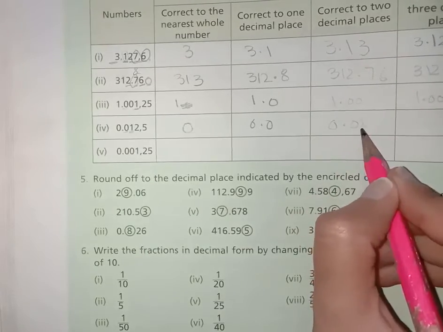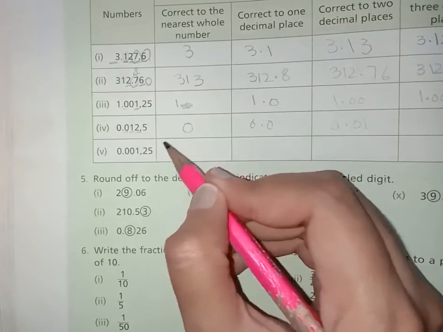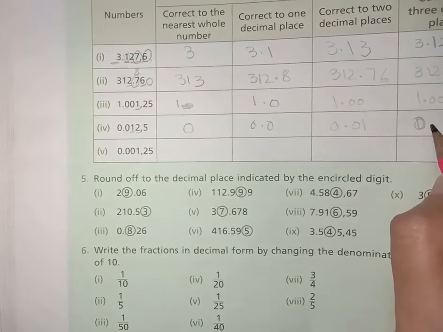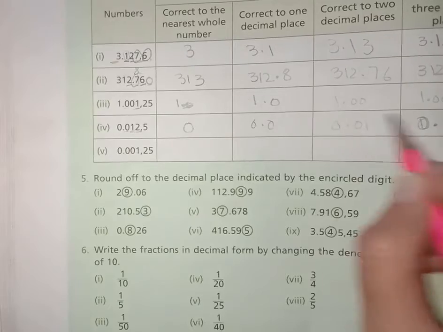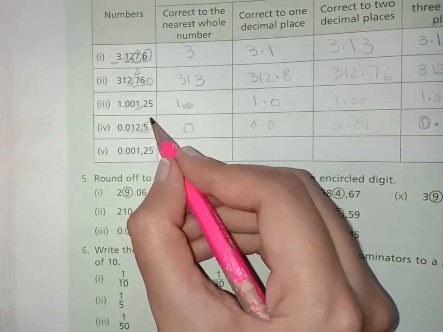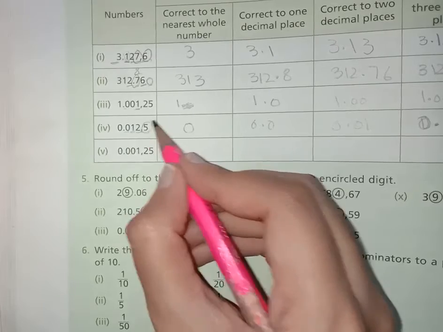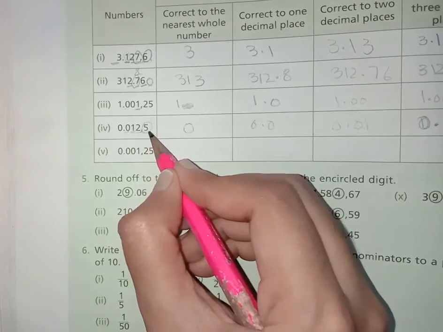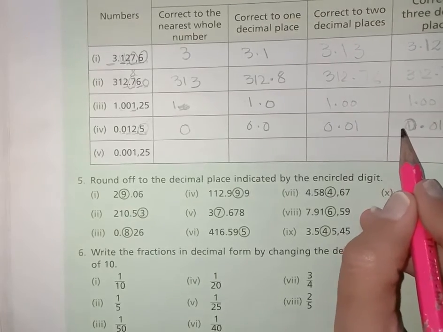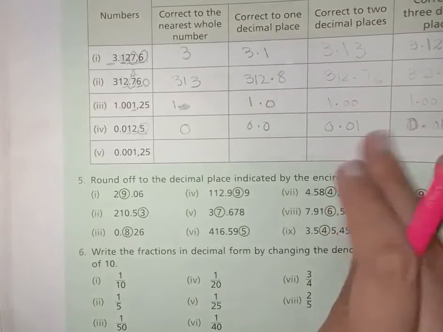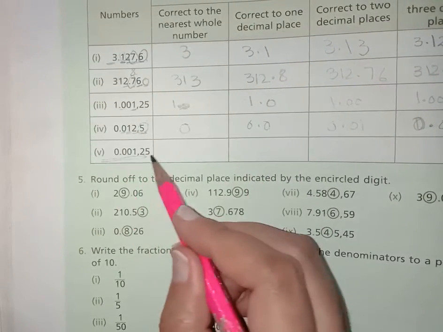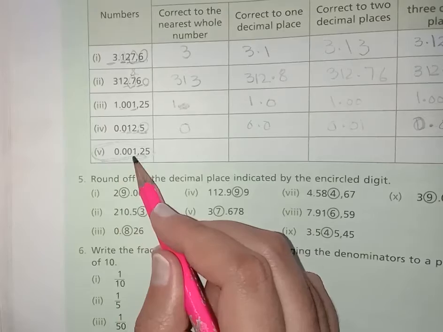2 decimal places, 1, after 1 this is 2, which is not above 5. 3 decimal places is 0.01. After 2 this is 5, which is between 6 and 4. This is the center, so we can write the 2 as 3. So 0.01, 0.013. The last part is your task, that you have to do this last part on your own.